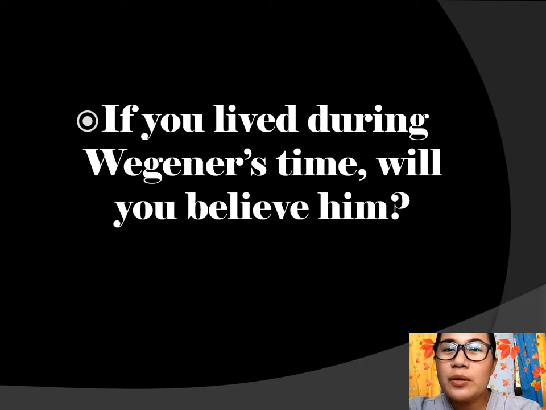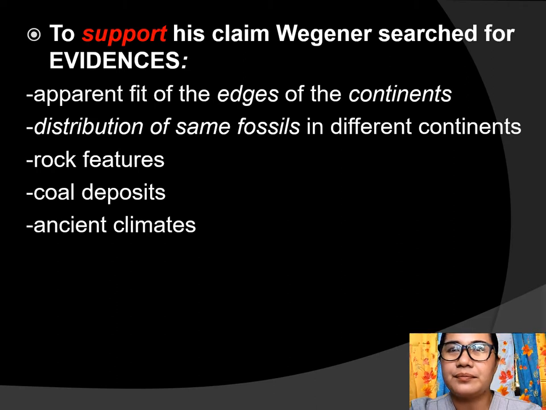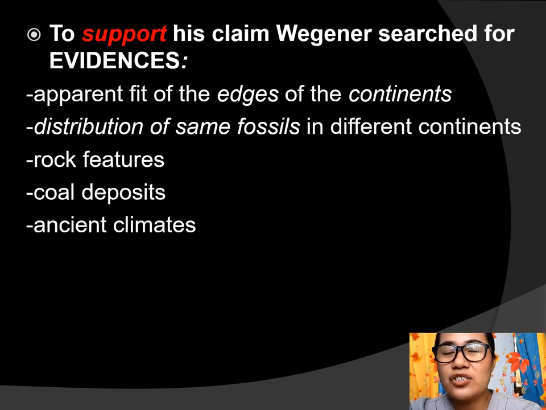Si Wegener, pagsulti niya, ni wala na nuo ang mga tao sa iyaha. So, kung ikaw sa time ni Wegener, that's the early 1900s, 1912, motuo ba sad kaha kaniya? Nasa siya gi-present nga mga ebidensya. Pero di siya ka-explain nga ano, huwag naunsa. So ang mga tao, the scientific community, did not actually believed him 100%. Mao ni ang mga ebidensya nga gihatag ni Alfred Wegener to prove his continental drift theory.